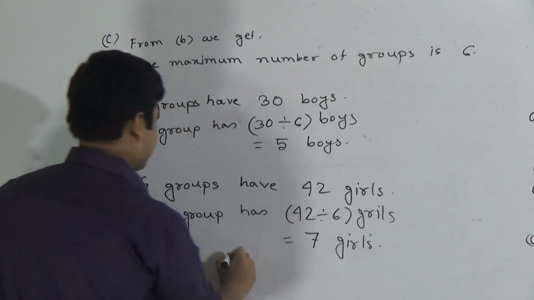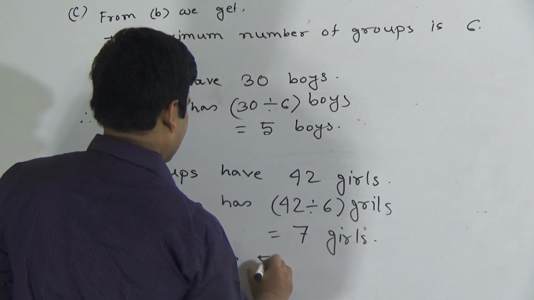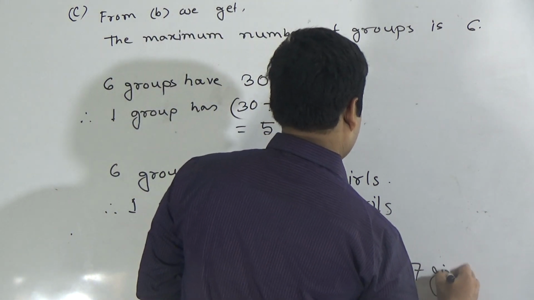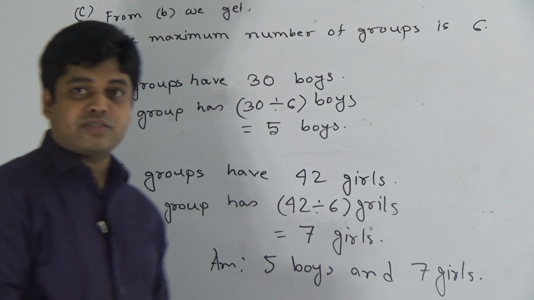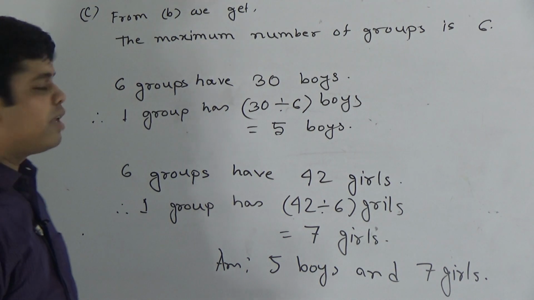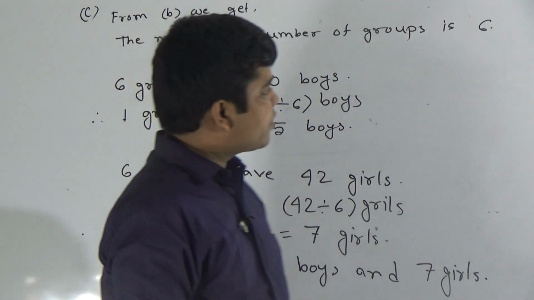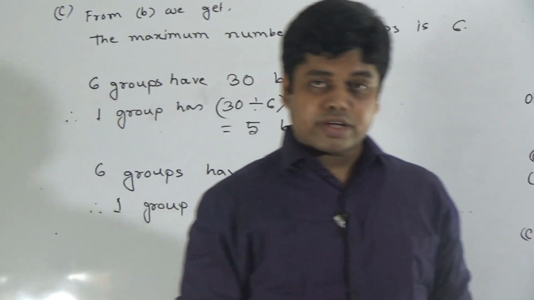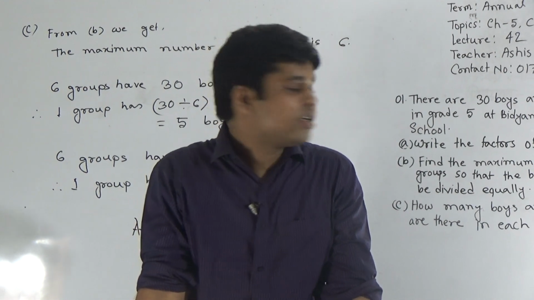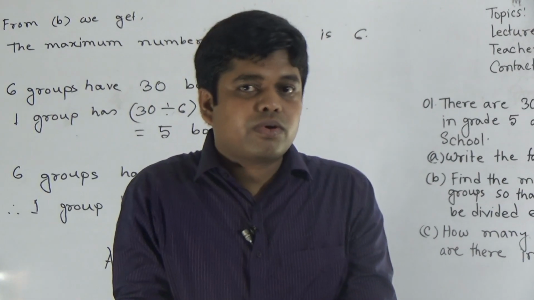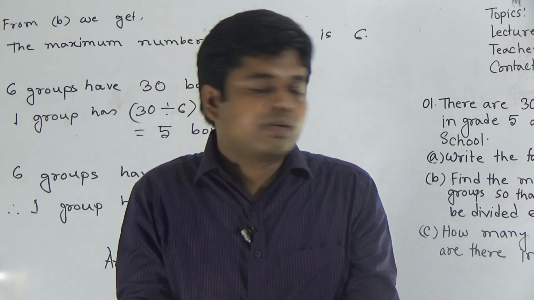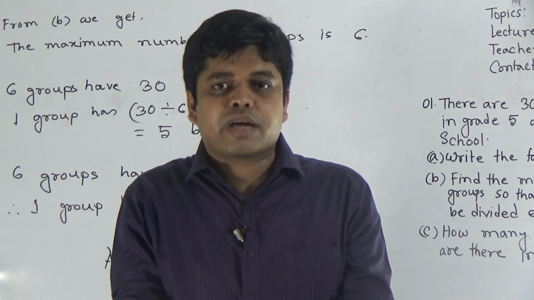Now write the answer: 5 boys and 7 girls. Dear student, notice, it is a very easy question, but you need to practice it regularly. If you don't practice it regularly, then you forget how to solve this. So my dear students, I hope you have understood my today's lecture. No need to do SW of this question, okay, but you need to practice regularly. If you don't practice, you forget how to solve this type of question.